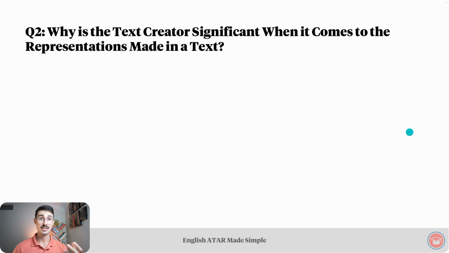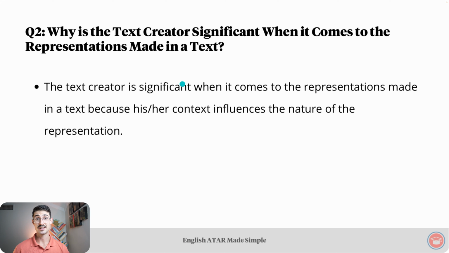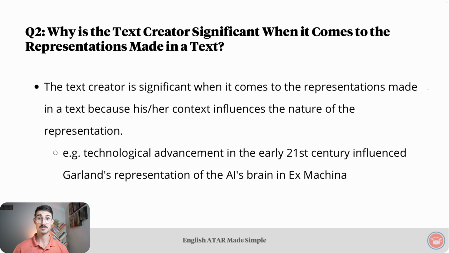Question number 2 is, why is the text creator significant when it comes to the representations made in a text? The short answer is because context. The text creator is significant when it comes to the representations made in a text because his, her, their context influences the nature of the representation. For instance, technological advancement in the early 21st century influenced Garland's representation of the AI's brain in Ex Machina.